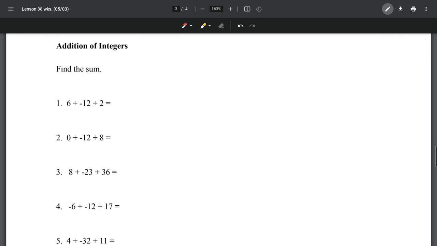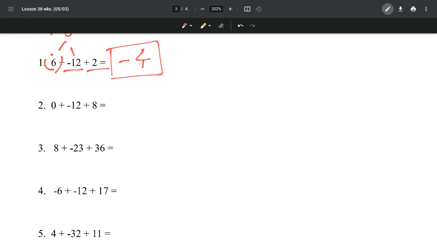So addition of integers, we're asked to find the sum. Number 1, we have 6 plus negative 12 plus 2. 6 plus negative 12 is negative 6, and then negative 6 plus 2 is negative 4. Number 2, we have 0 plus negative 12 plus 8. 0 plus negative 12 is negative 12, and then negative 12 plus 8 is also negative 4.